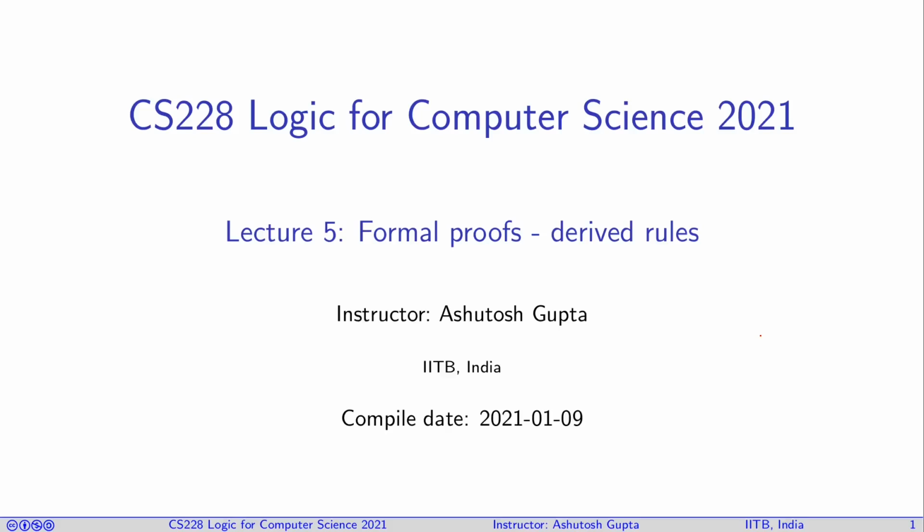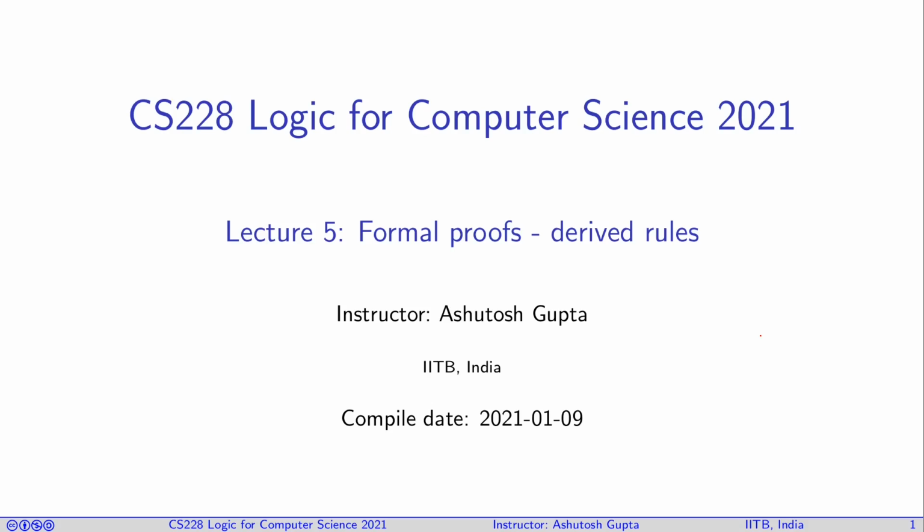Let's look at lecture 5. Now we're going to look at something called derived rules. This is a continuation of formal proofs. We have seen some set of rules and how to generate derivations out of those rules, and we saw some examples of how we can prove statements using those rules and write derivations.